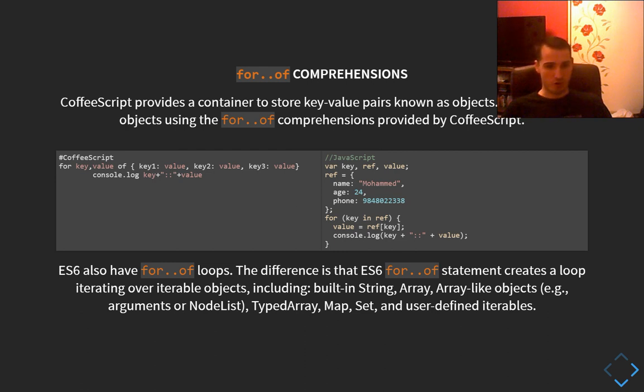ES6 also has for-of loops. The difference is that the ES6 for-of statement creates a loop iterating over iterable objects, including built-in strings, arrays, array-like objects, typed arrays, maps, sets, and user-defined iterables.